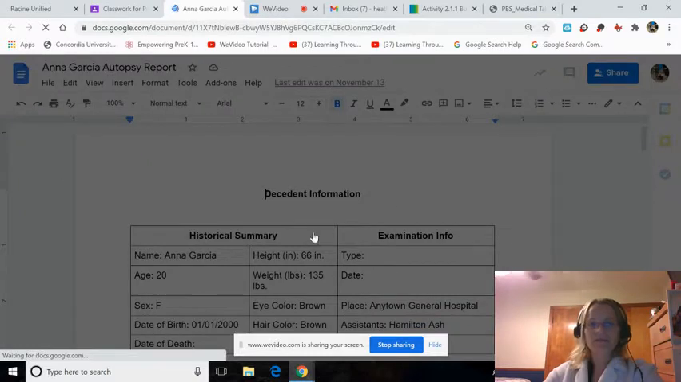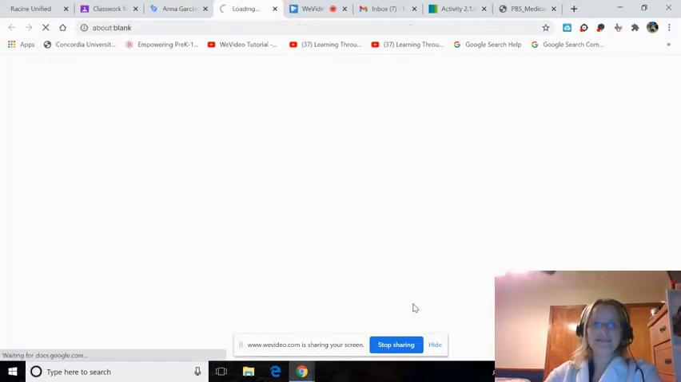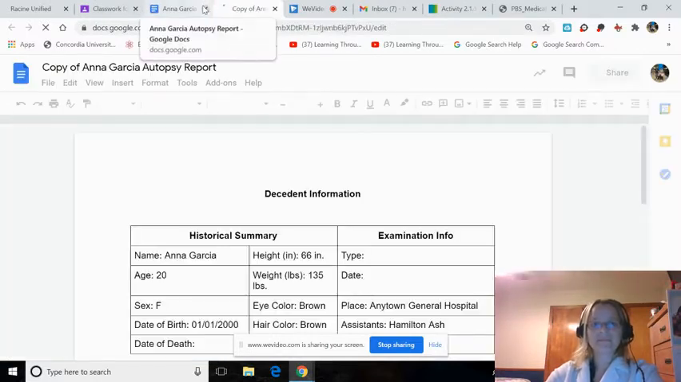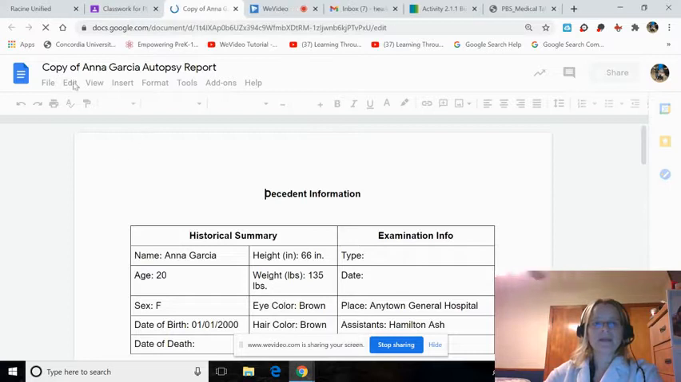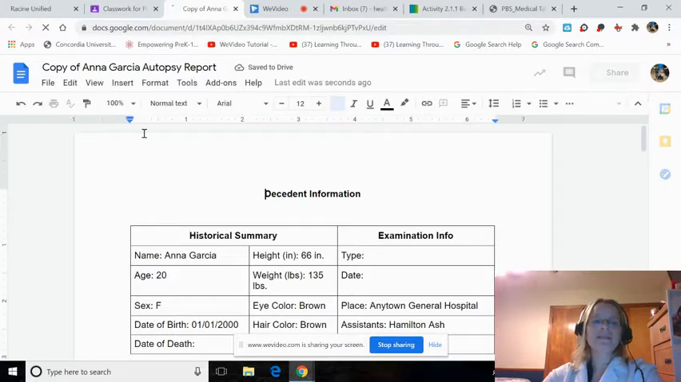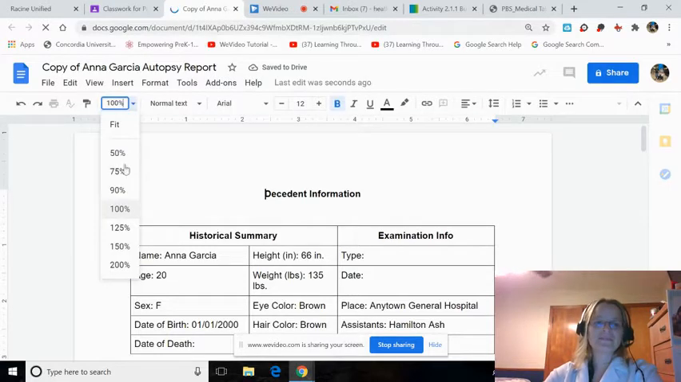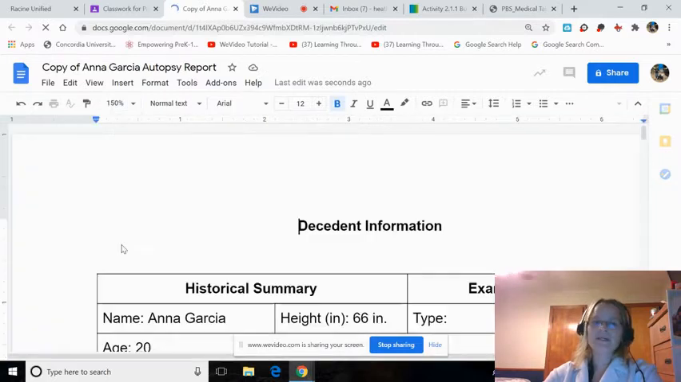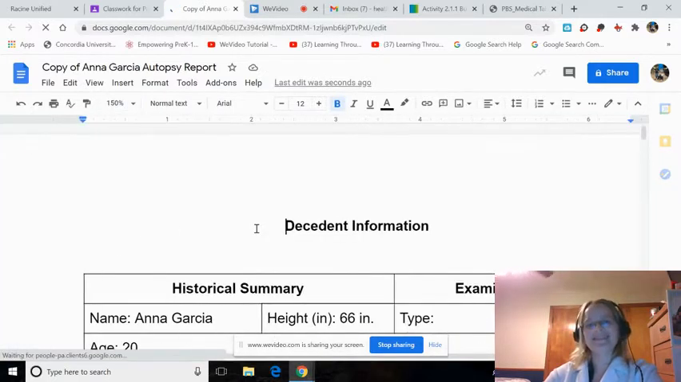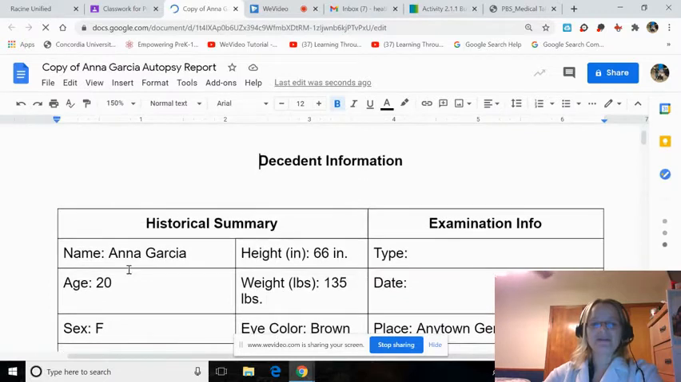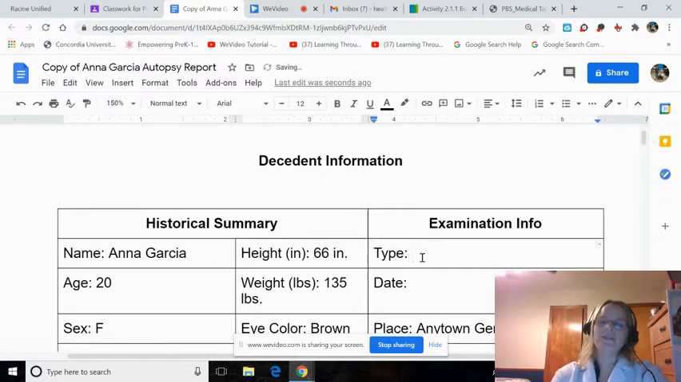So here we go. And I will zoom in so that you can see this. And feel free to pause me and rewind me as you need to. All right, so here we go. Historical summary, Anna Garcia. Examination type, you may have this filled in, but if not, it's a forensic autopsy.